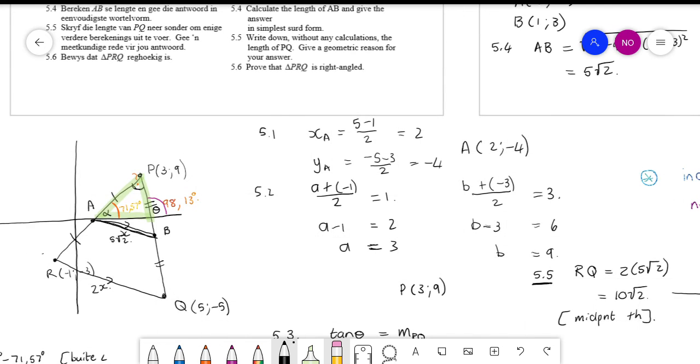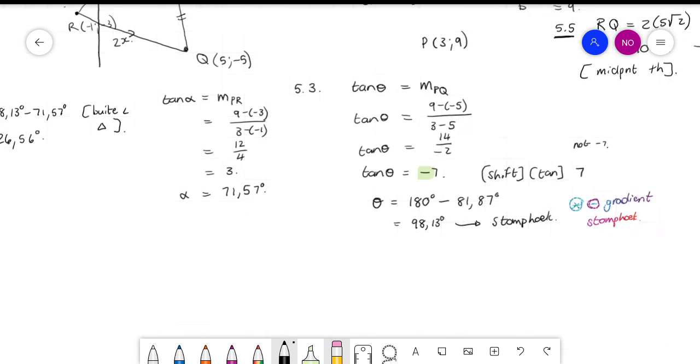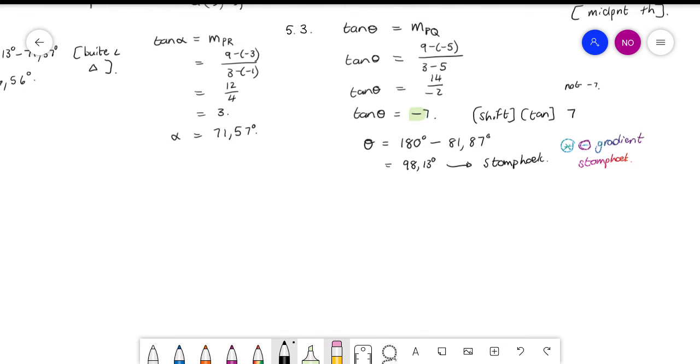And then they say, prove that PRQ is right angled. So before I do that one, let's just write down what we know. This is for 5.6. We know that if the gradient of one line times the gradient of the other line is equal to -1, then that means that we have a 90-degree angle. So we already know that the gradient of PQ is equal to -7, which we calculated over there. Then we also know that the gradient of PR is equal to 3.